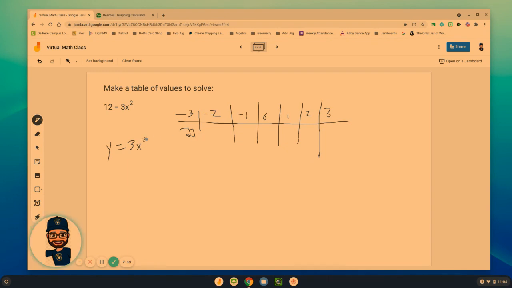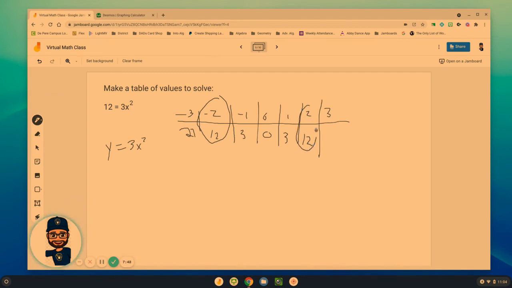-2 squared is 4, and 4 times 3 is 12. So that's one of them because I got an output of 12. If I plug in -1, -1 squared is +1 times 3 is 3. If I plug in a 0, I get 0 times 3 is 0. If I plug in a 1, 1 squared is 1 times 3 is 3. If I plug in a 2, 2 squared is 4, 4 times 3 is 12, which means that's another answer.